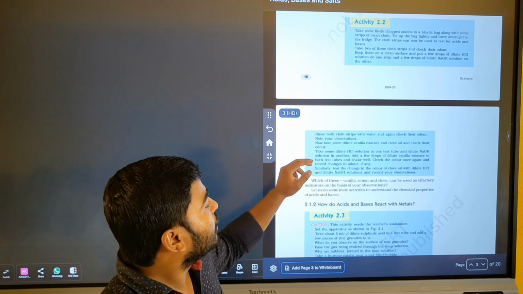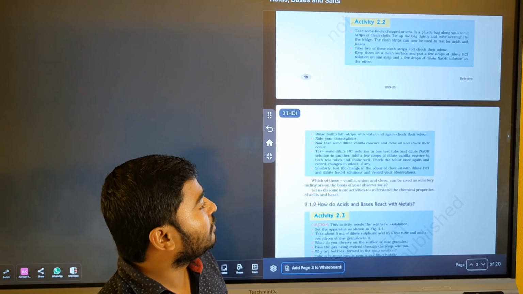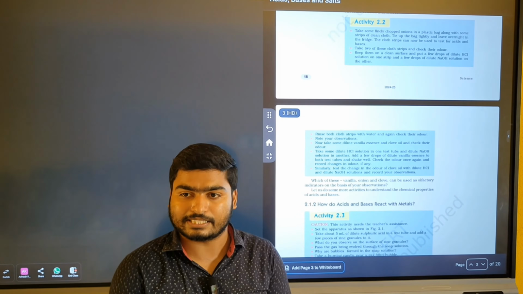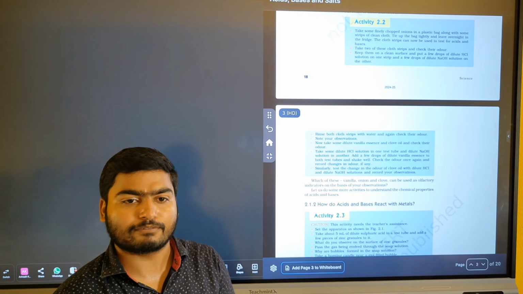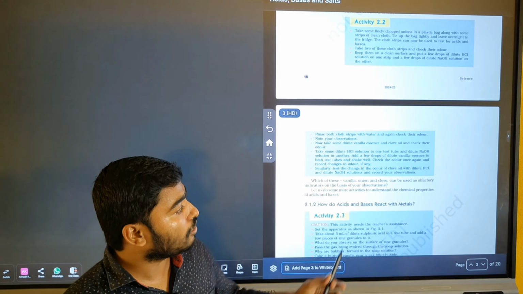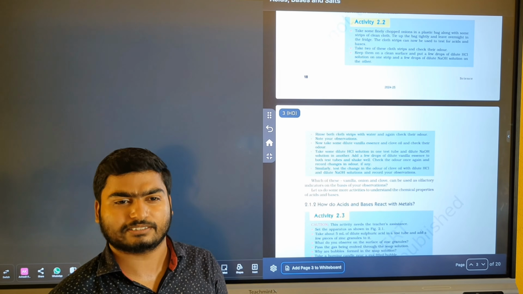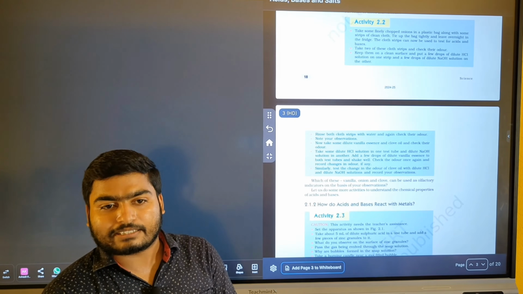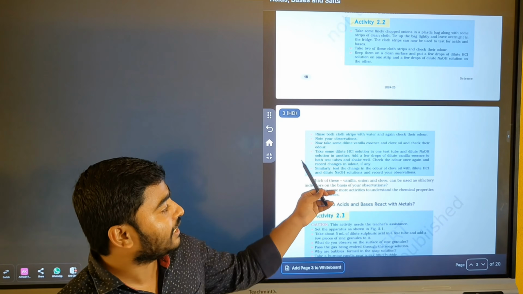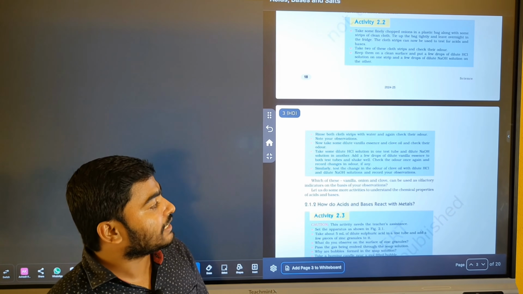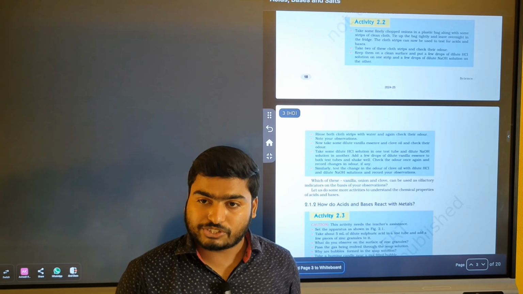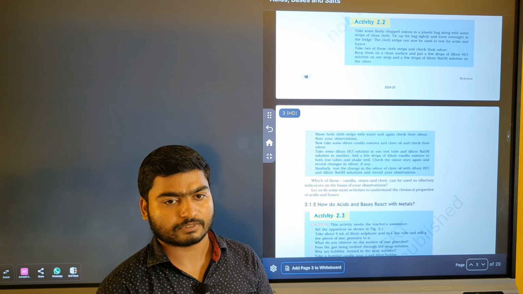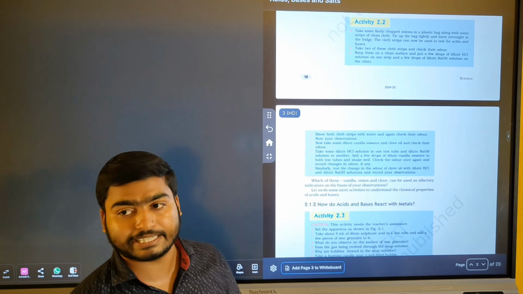Next, take some dilute vanilla essence and clove oil and check their odor. You know vanilla essence, and you have to check its smell, and also clove oil, which is present in your home also, I think. You can check that smell, and then they are telling you to do the same with HCl and NaOH and check again whether the smell has changed or not. So in total we have to use three indicators.